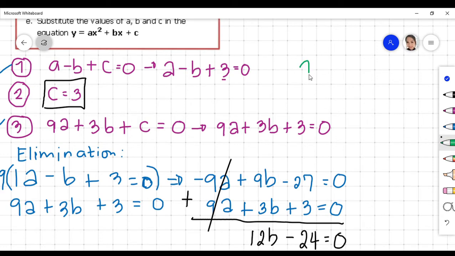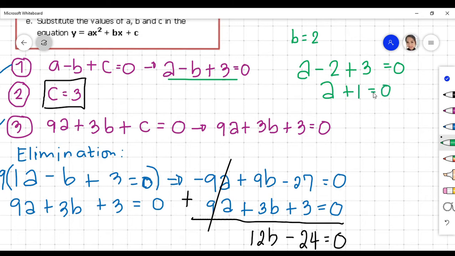So A is unknown. So A minus 2, because my B is 2. B is equal to 2. So A minus 2 plus 3 equals 0. So that is A, negative 2 plus 3, that is plus 1, equals 0. So the value of A is equal to negative 1. Okay, so our A is negative 1.